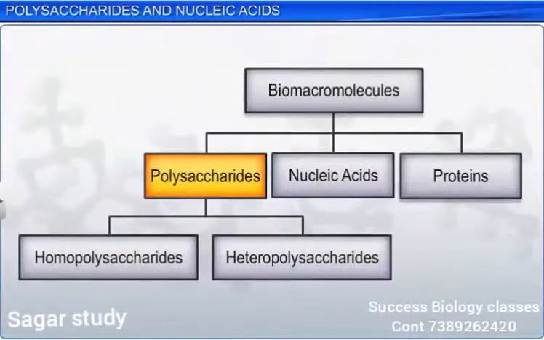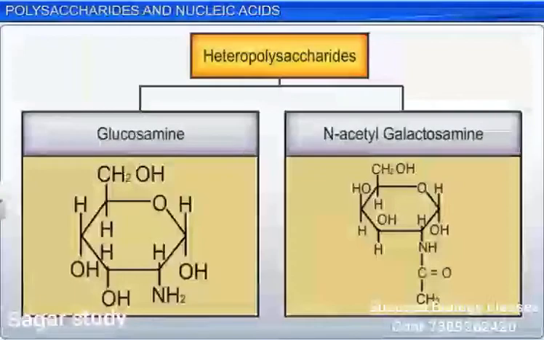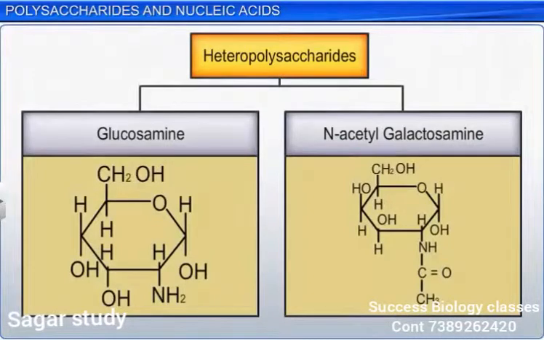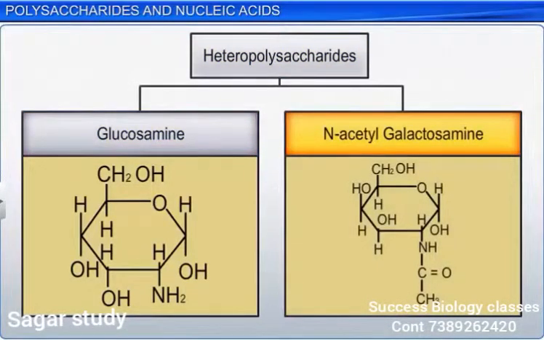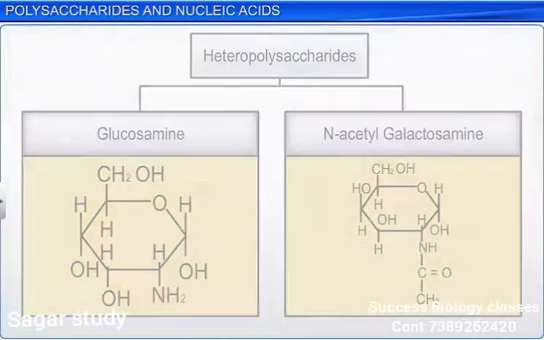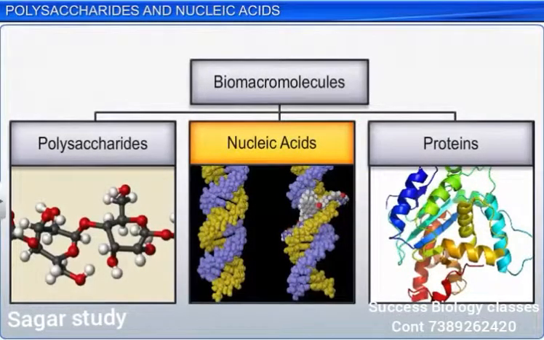Polysaccharides which are formed of more than one type of monosaccharide unit are called heteropolysaccharides or simply heteropolymers. They are complex in nature, with amino sugars and chemically modified sugars as building blocks. Glucosamine and N-acetyl galactosamine are examples of heteropolymers. Another type of biomacromolecule in the acid-insoluble fraction of living tissues are nucleic acids.